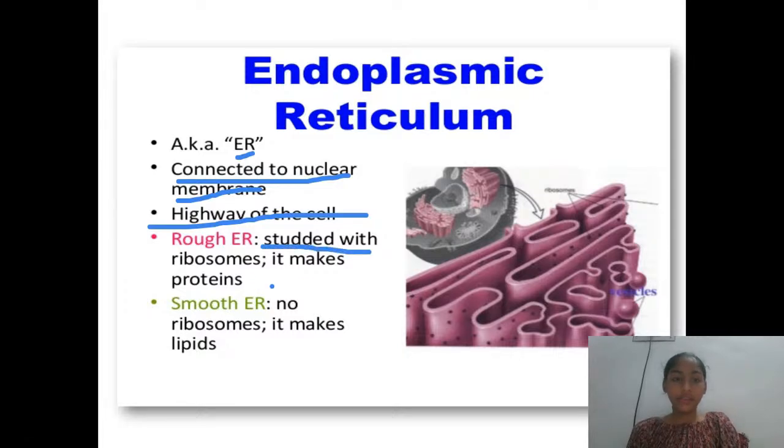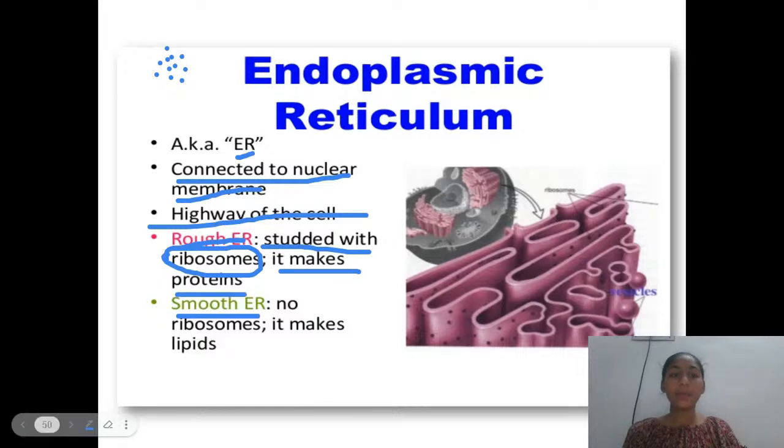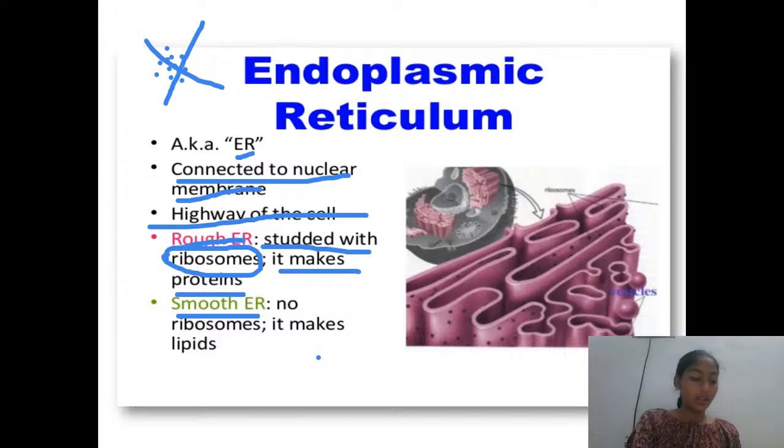Rough ER, that is rough endoplasmic reticulum, and smooth ER, that is smooth endoplasmic reticulum. Rough ER is studded with ribosomes, it makes proteins. Please remember this. It has ribosomes, the small things present in the cell. These are called ribosomes. Rough ER makes proteins, as I've told you, and smooth ER does not have any ribosomes, and it makes lipids. Got it?